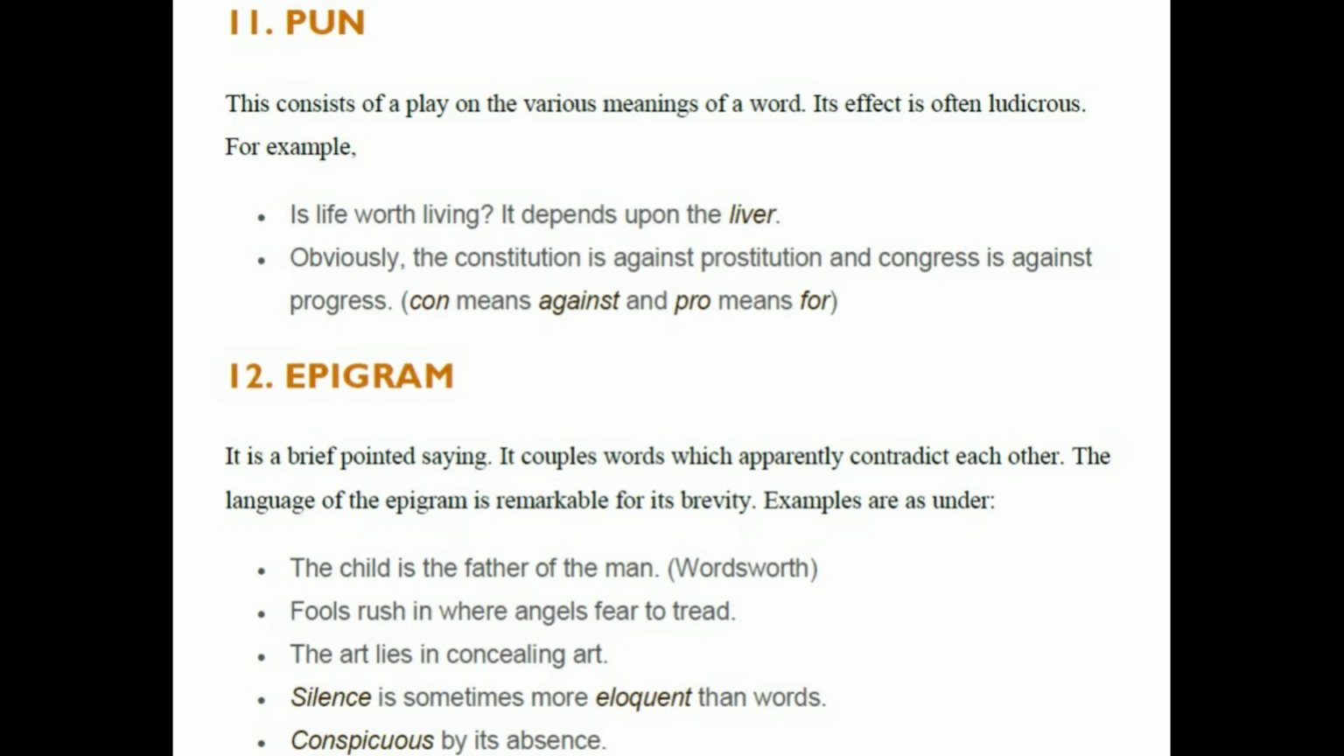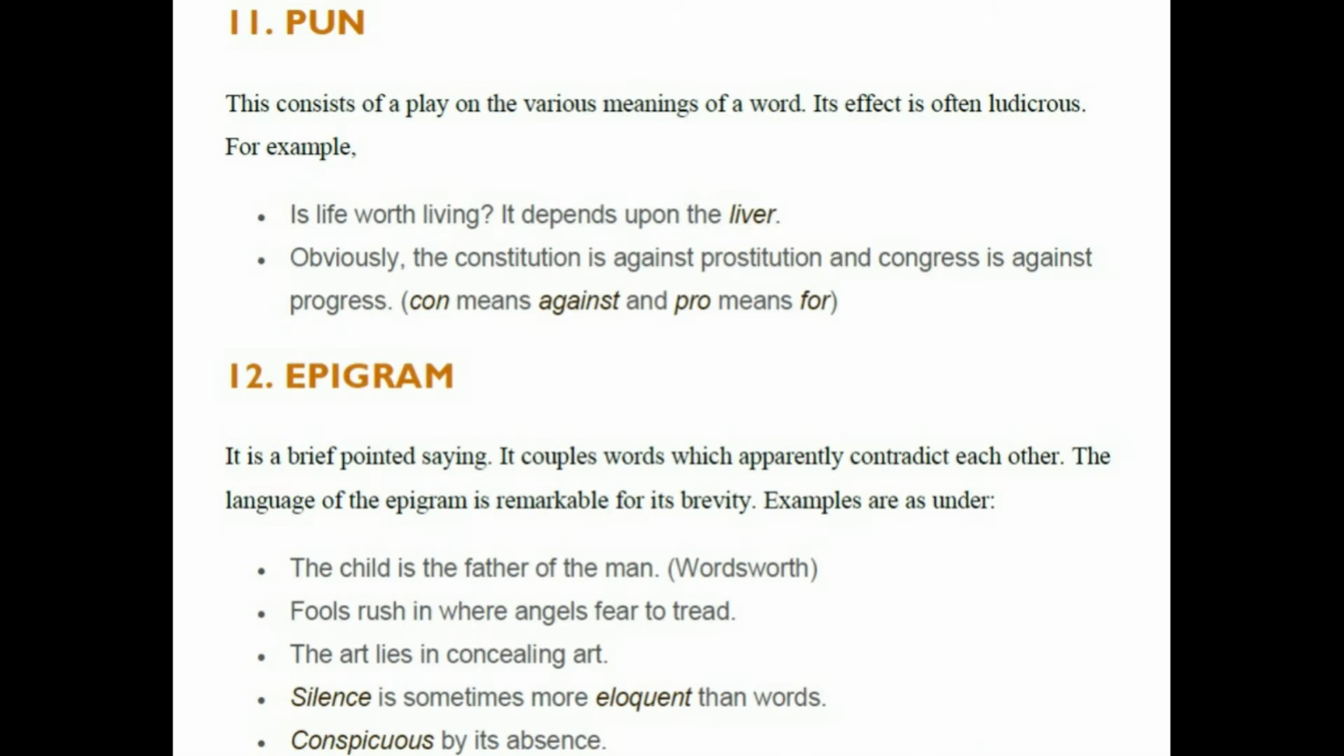Next one we have, that is epigram. It is a brief pointed saying. It couples words which apparently contradict each other, contradict, oppose. The language of the epigram is remarkable for its brevity. Students, it is a brief pointed saying which is introduced with an aim to excite, to surprise, or to attract one's attention. For example, life is but an empty dream. So here, it tells us that life is short and passes away like a dream.